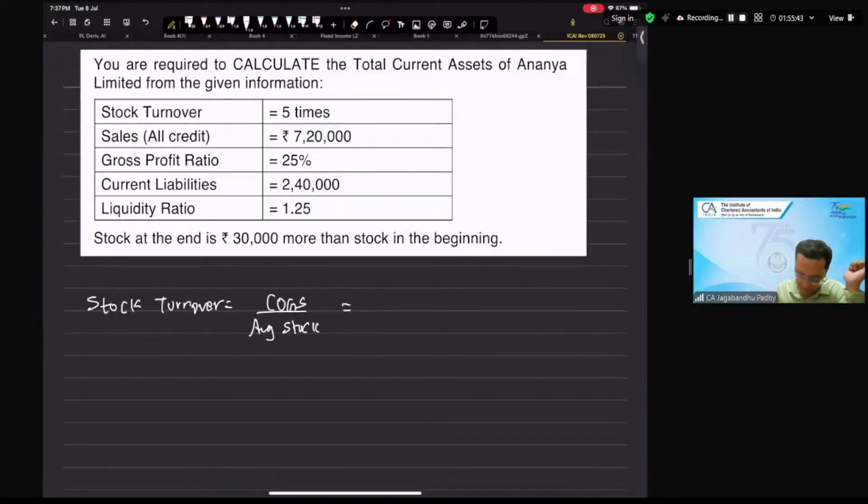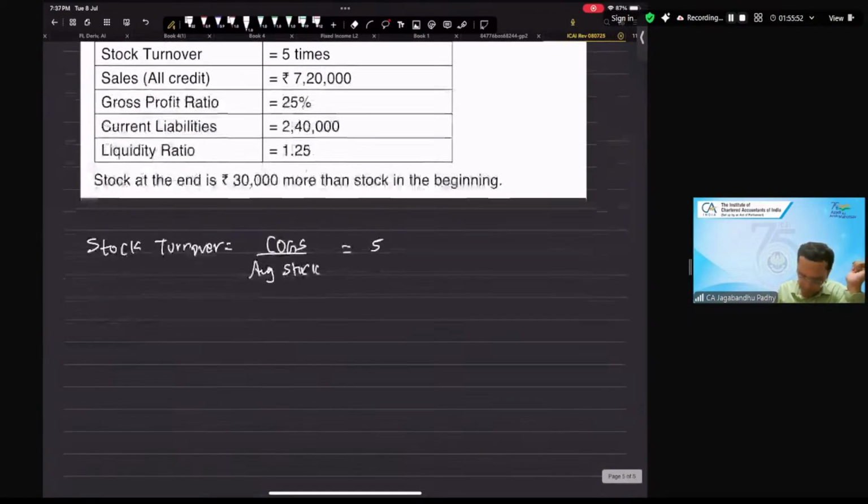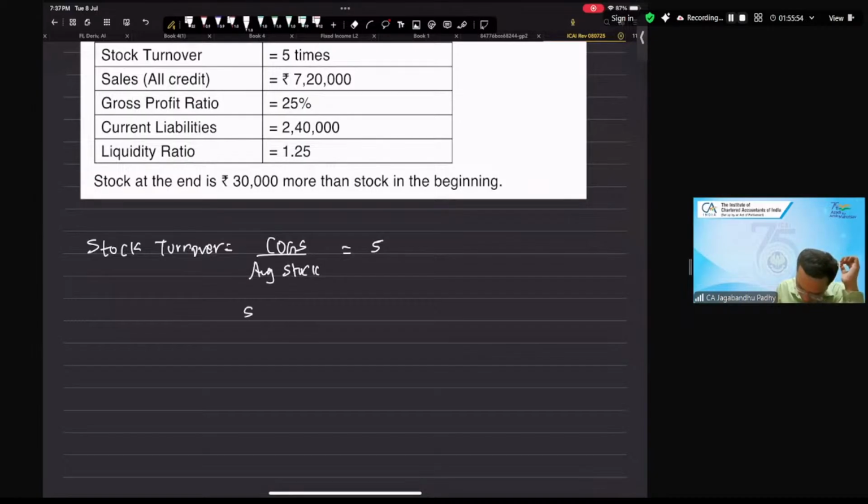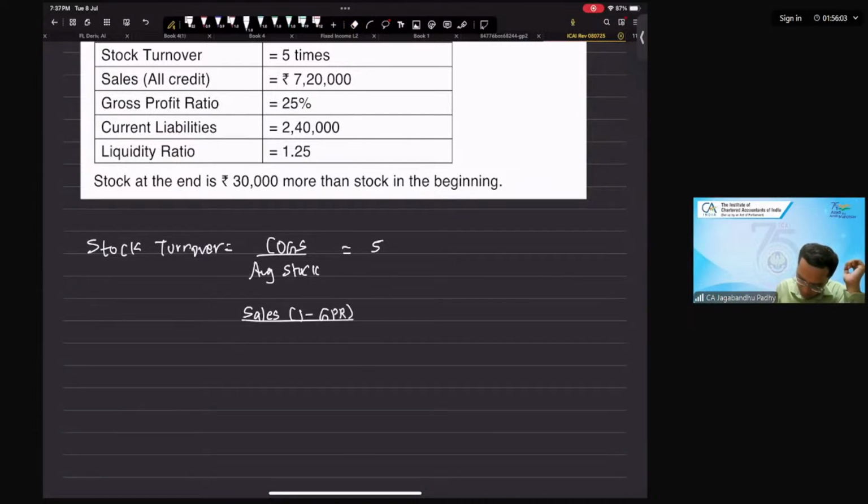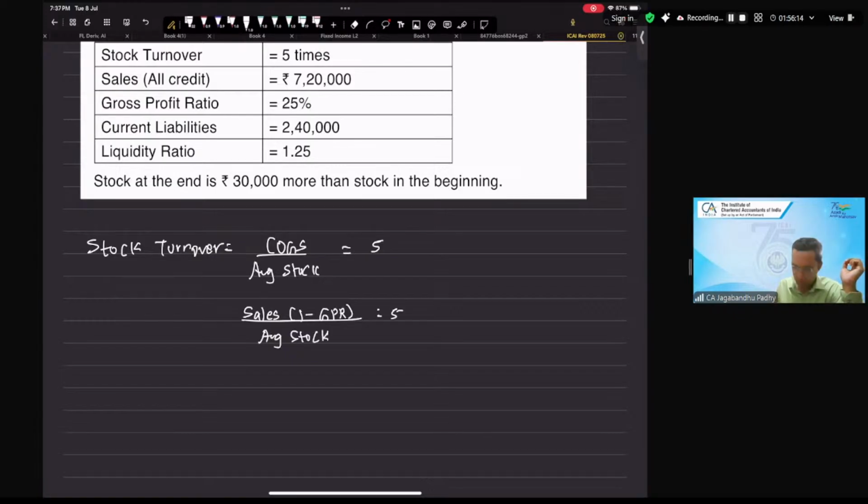Stock turnover, we know it is COGS upon average stock, which is 5 times. We don't know the COGS value, neither do we know the average stock. We need to compute them. So COGS is going to be sales into 1 minus GP ratio, and then divided by average stock. So we have the average stock yet to be computed, and this is going to be 5.